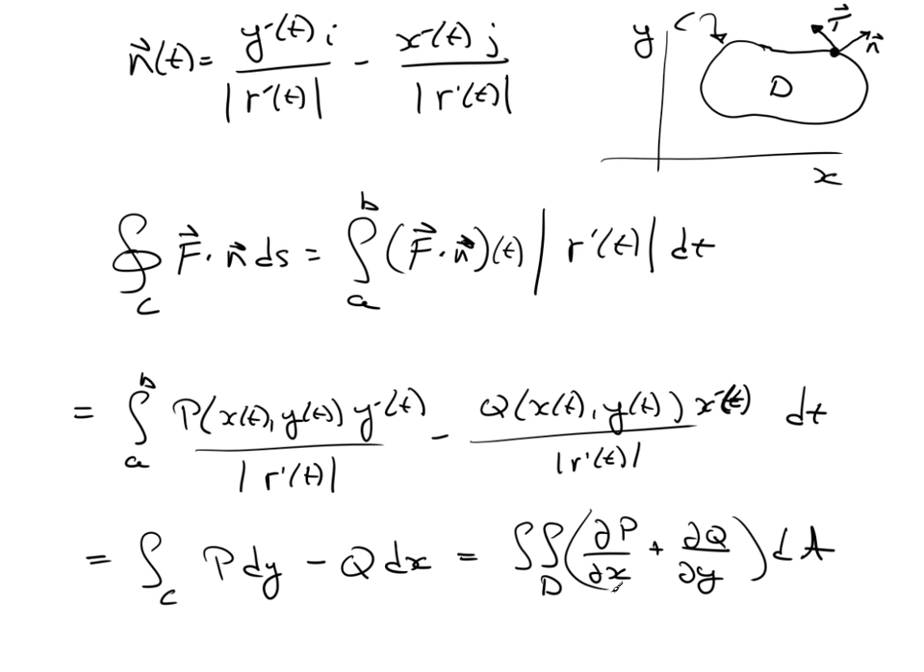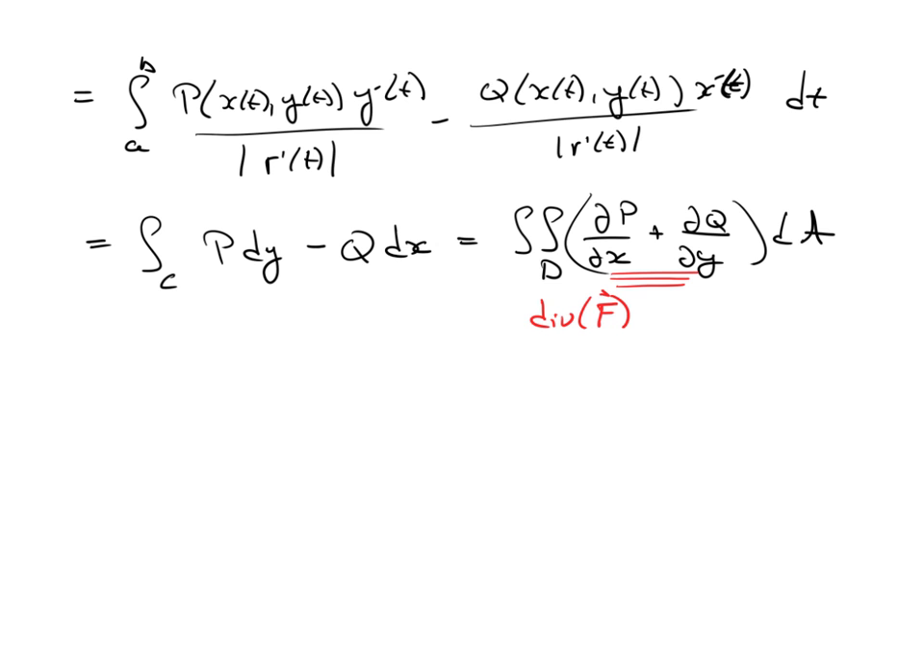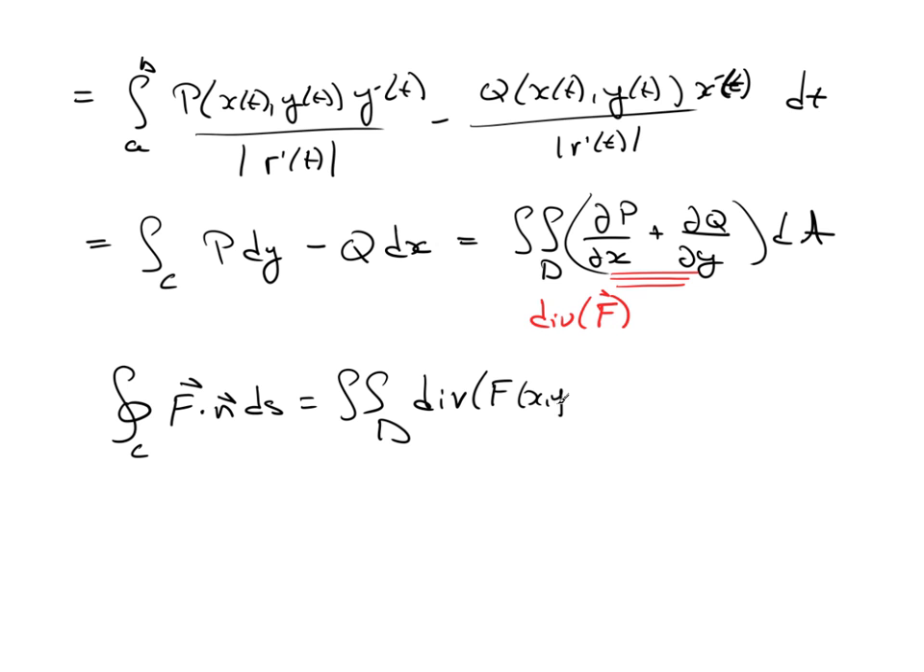But notice this very last integral here. This is nothing more than the divergence of f. So what I can do is rewrite this into yet another form, which could be useful. I can say that the line integral over the curve of f dot n ds is equal to the double integral over the region of the divergence of f of x, y dA.